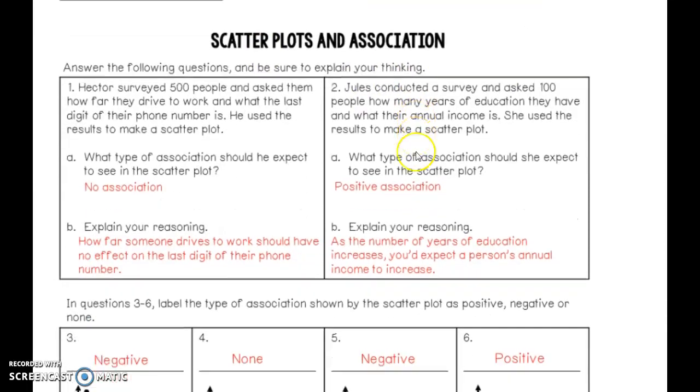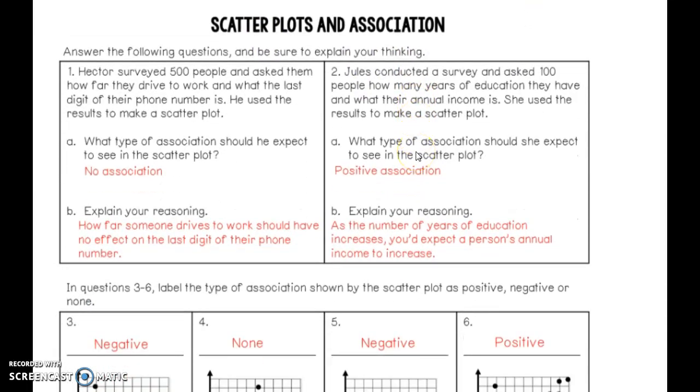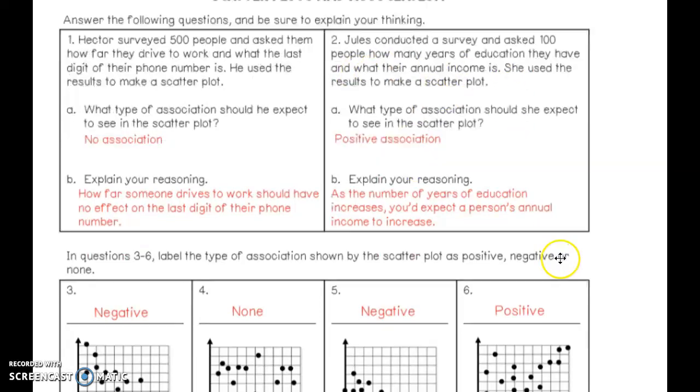Okay, checking your answers to your assignment. What we have here is the relationship between people driving to work and the last digit of the phone number. That leaves us with no association. And the reasoning is it really isn't going to rely on the digit that you were assigned as a phone number based on the distance you are from work. There's no association. This one does have a positive association because typically the longer a student stays in education, the higher level of income they are going to have.